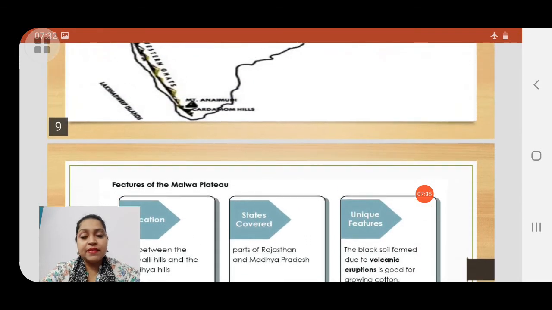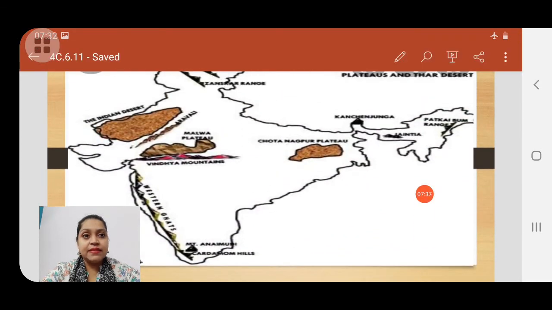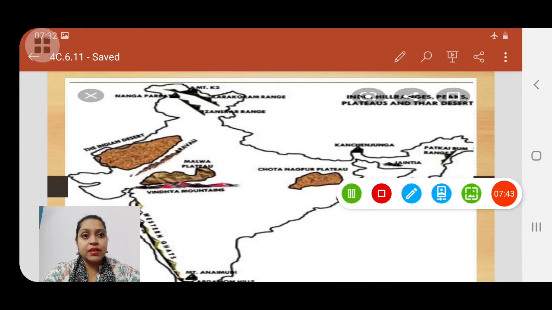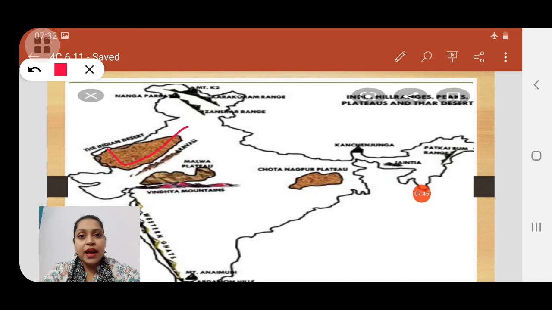Yes, this is the Malwa Plateau and it lies between the Aravalli, Aravalli you can see here, and the Vindhya mountains you can see here. So this Malwa Plateau lies between the Aravalli Hills and the Vindhya mountains. Towards the north of the Malwa Plateau are the Aravalli mountains, and towards the south of the Malwa Plateau are the Vindhya mountains or Vindhya Hills. Okay.